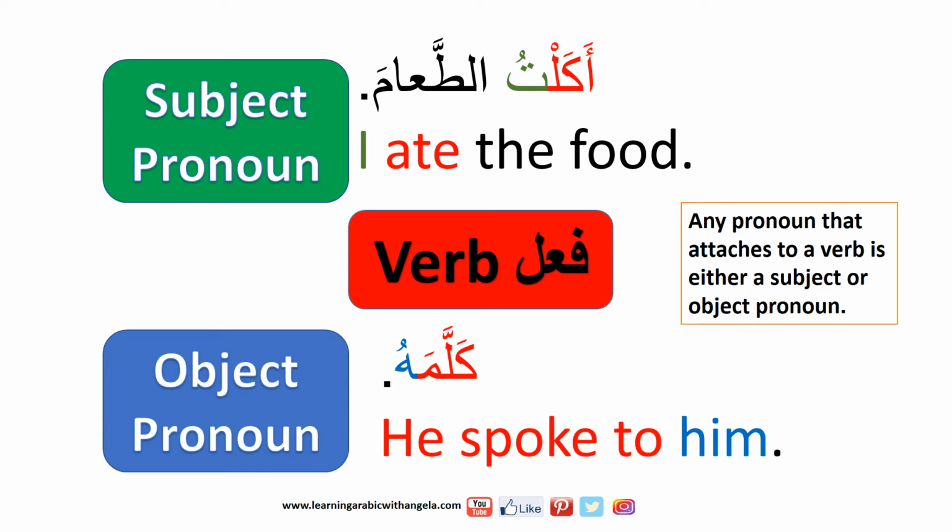In the second example, كلمه, he spoke to him. So in this case, the ha is an object pronoun because it's the object of the verb. So him means that person received the action. So he is the object of the verb. So we conclude that any pronoun that attaches to a verb can be either a subject pronoun or an object pronoun, and that depends on the context. We look at the sentence and we can realize whether that pronoun did the verb or received the verb. Is it a subject pronoun or is it an object pronoun?